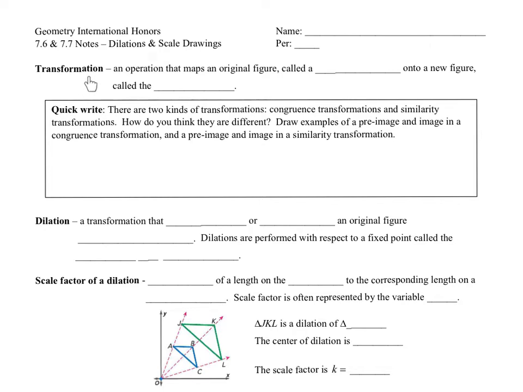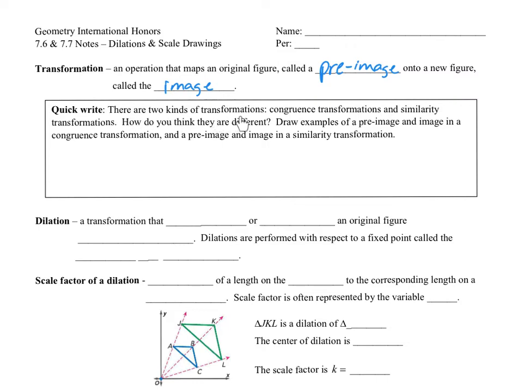Now, we've talked about transformations before. A transformation is an operation that maps an original figure called a pre-image onto a new figure called the image. So the image you start with is called the pre-image, and what you end up with after the transformation is called the image. So let's take a look at this quick write.